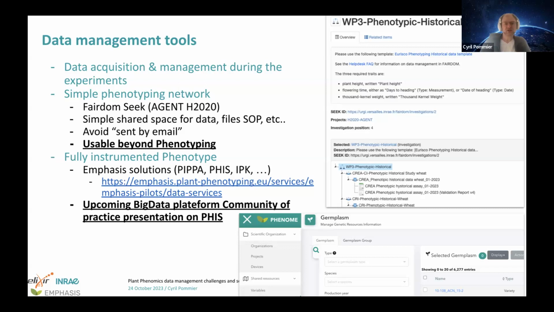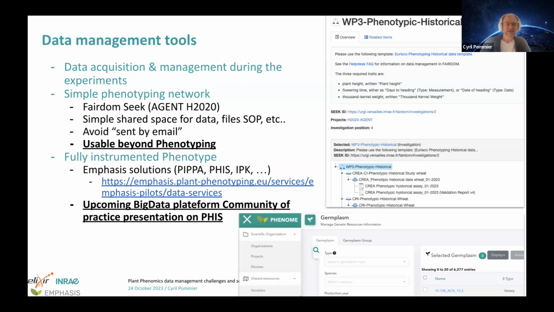But to exchange those files, it's good to have a data repository such as Phenome 6 that is being used in the Agent H2020 project. It provides a simple shared space for data as well as standard operating procedure. And it allows to avoid the "I've sent my data by email", which is a good way to doom managing your data. And the other important thing for Phenome 6 is that it's usable beyond phenotyping.